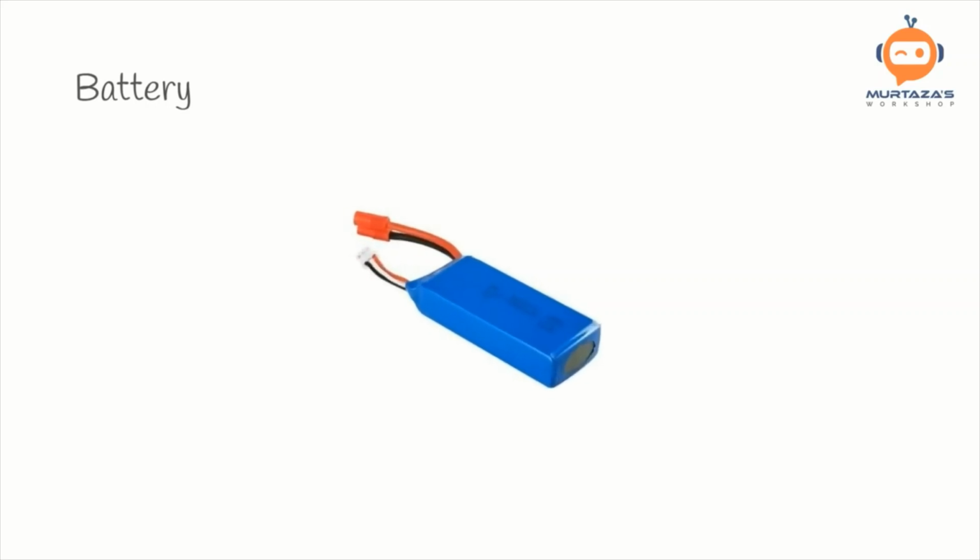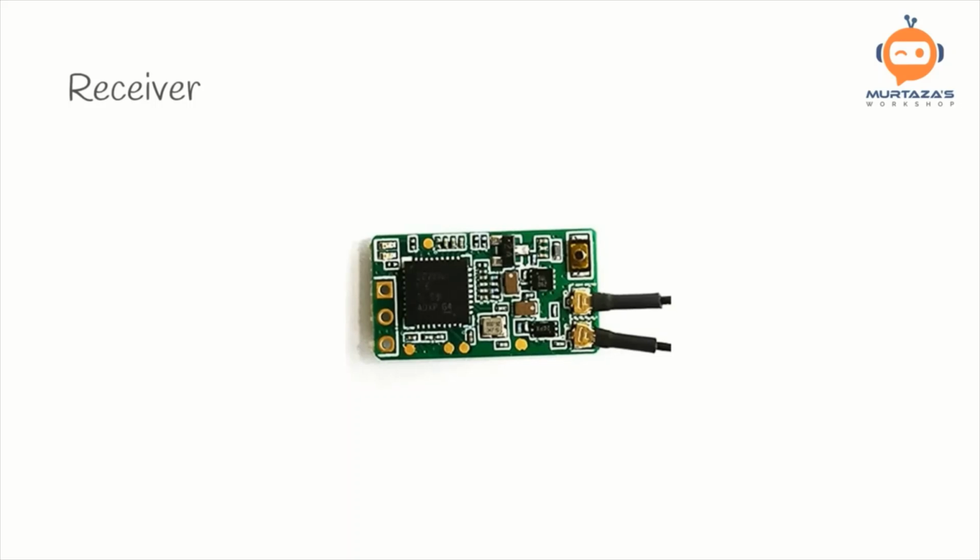The battery will power all the components of the drone. This has to be light and efficient at the same time to allow maximum flight time. The receiver or the Bluetooth allows transmission of the signals between the remote and the drone.